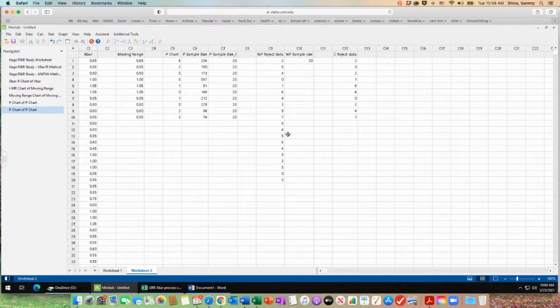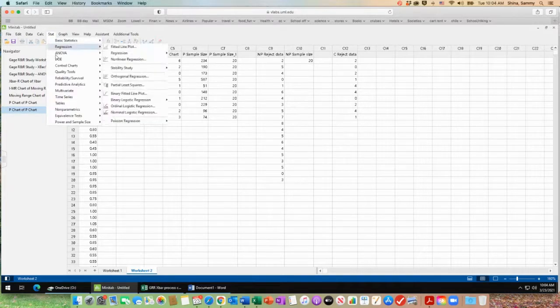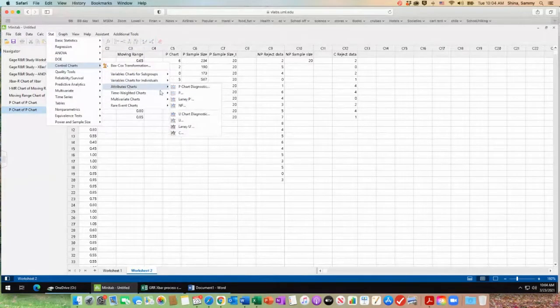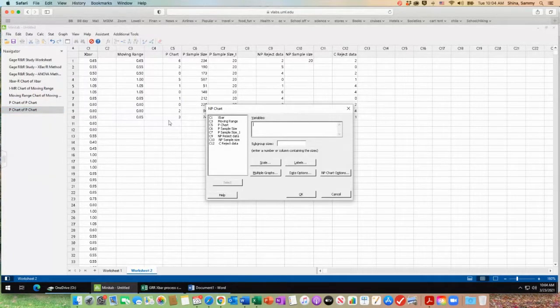If we want to do an NP chart, again, we said sample size is 20. There's a reject in a sample of 20. And we can plot that very, very easily. Stat, Control Charts, Attribute Charts, NP chart. So now we're doing the NP chart. We selected the NP chart. So we said the NP is the NP reject data. And we do it. NP reject data.